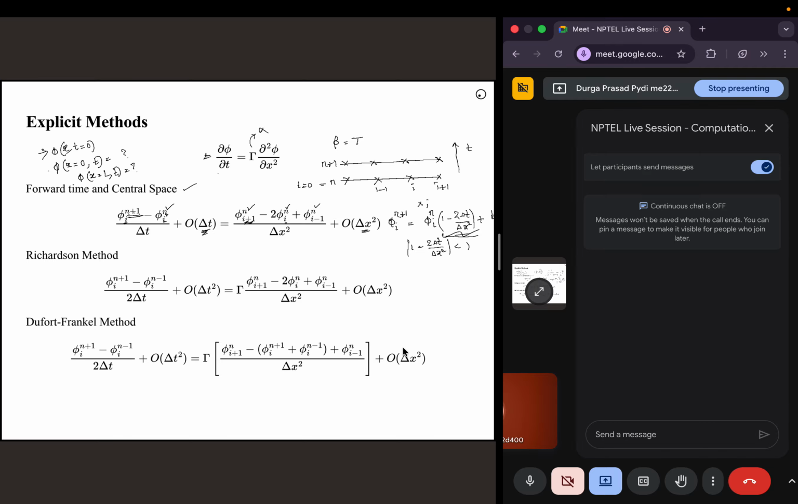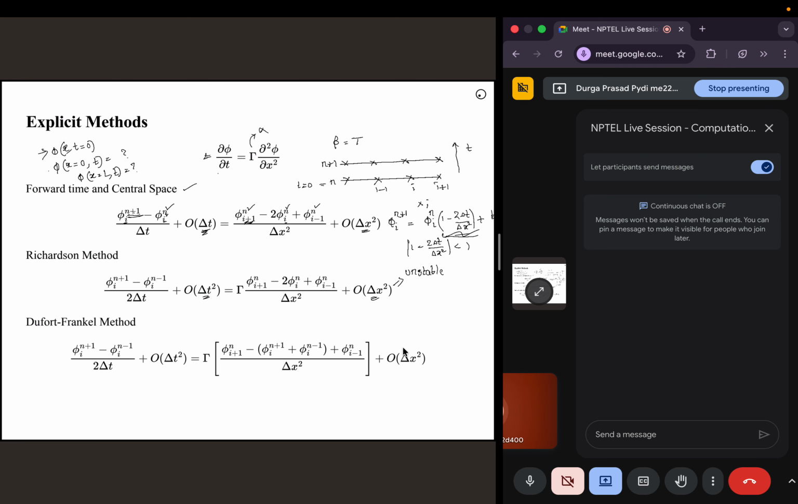The idea is to increase the order of accuracy in time and space. One such scheme is the Richardson method, where you use delta t square and delta x square. The key difference here is that whenever we go with higher order methods, in addition to accuracy, we also need to make sure we have stability. We will do this analysis a little later in week 7 and identify that this is unconditionally unstable.